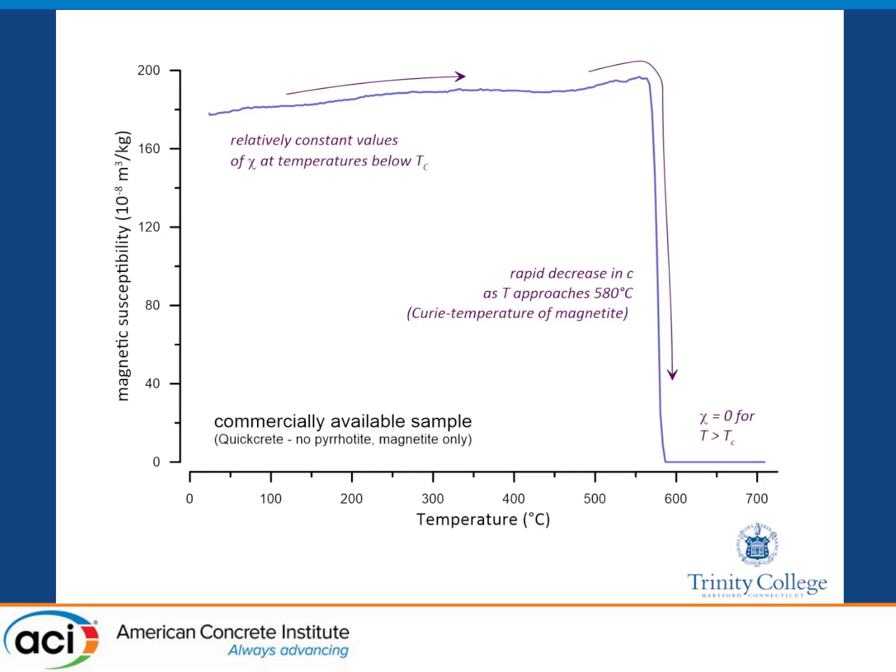So for example, here's a result of a thermomagnetic curve of store-bought concrete. I went to Home Depot, picked up some Quikrete, and it does not contain any pyrrhotite, but does contain magnetite, as most rock aggregate does. As the sample is heated up, magnetic susceptibility remains relatively constant as it goes along.